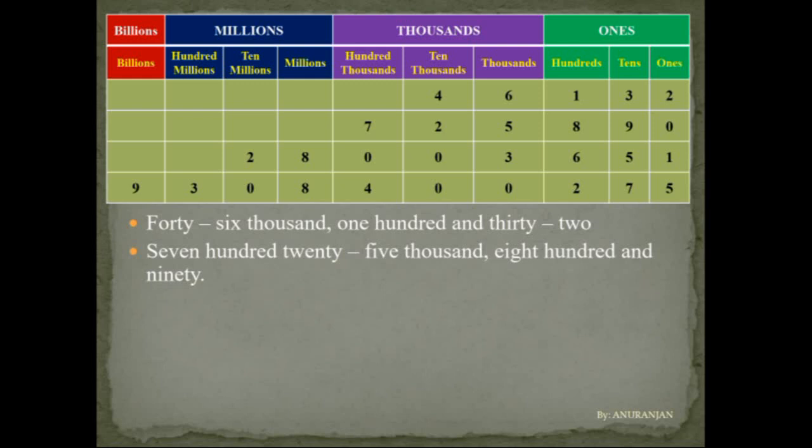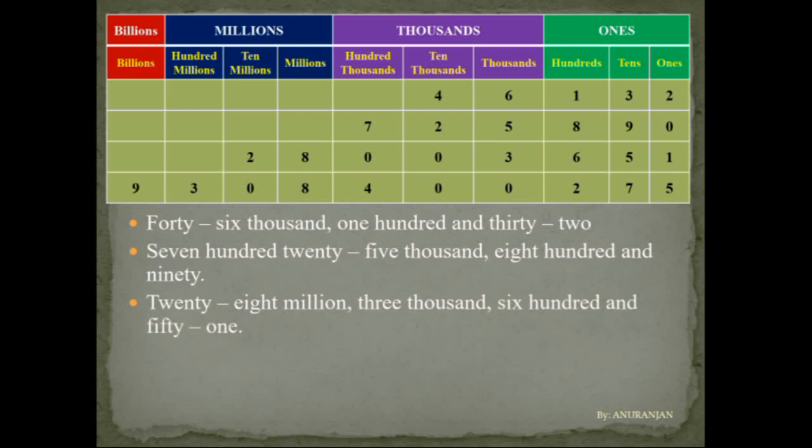2 is in 10 millions, 8 is in millions. So 28, they are in the millions category. So we'll say 28 million. Then we have 0 in the 100,000s place, 0 in the 10,000s place, and 3 in the 1000 place. So 003 means 3. So we can say 3000. And then we have 651. Is that clear?